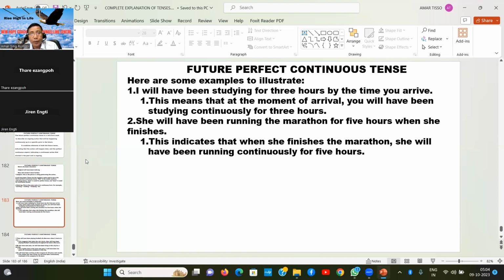Okay, because it should be continuous, that's why they have used finishes here. This indicates that when she finishes the marathon, it is not completed, but the other one is completed and continuous. That is, the running has already started and is going on, and just before that, already 5 hours will be continuous, completed and running continues.